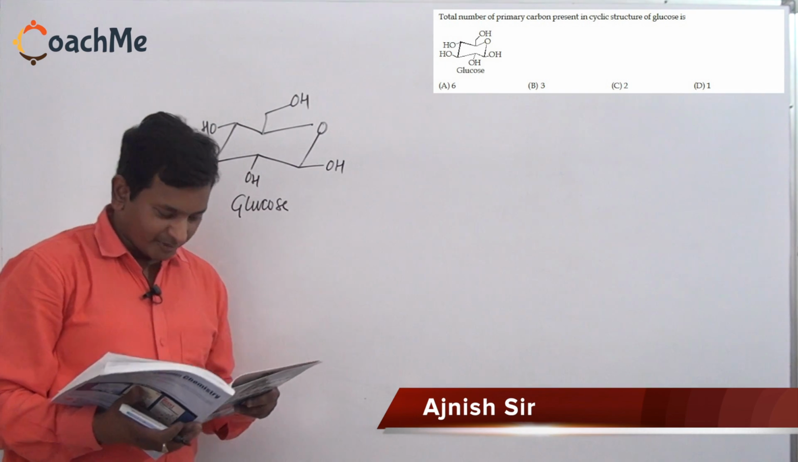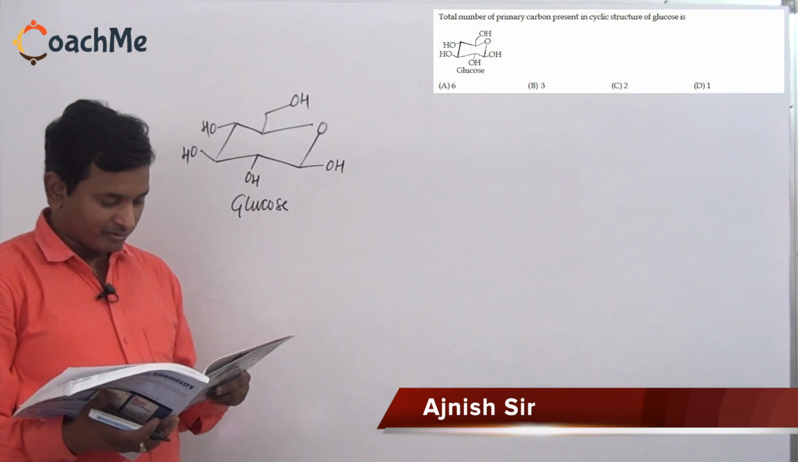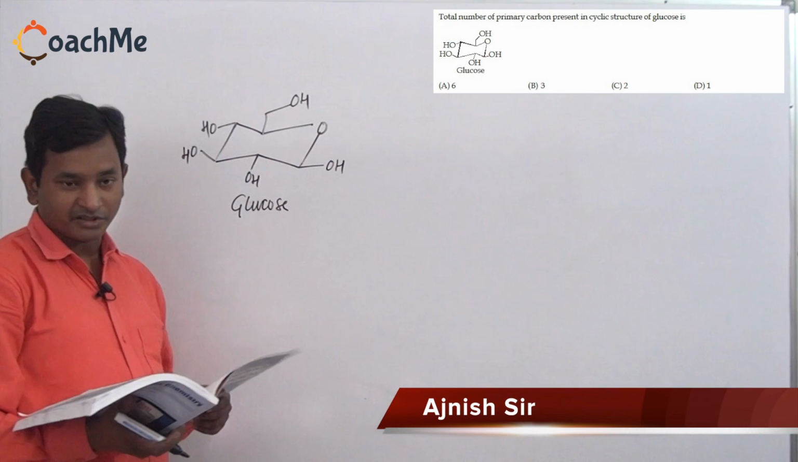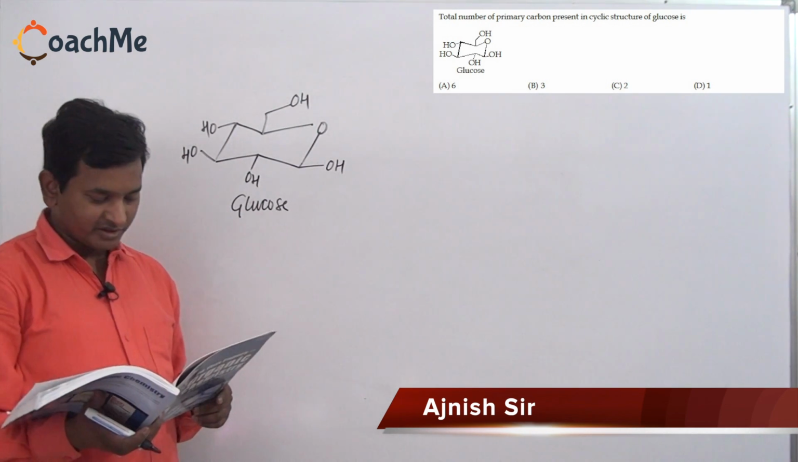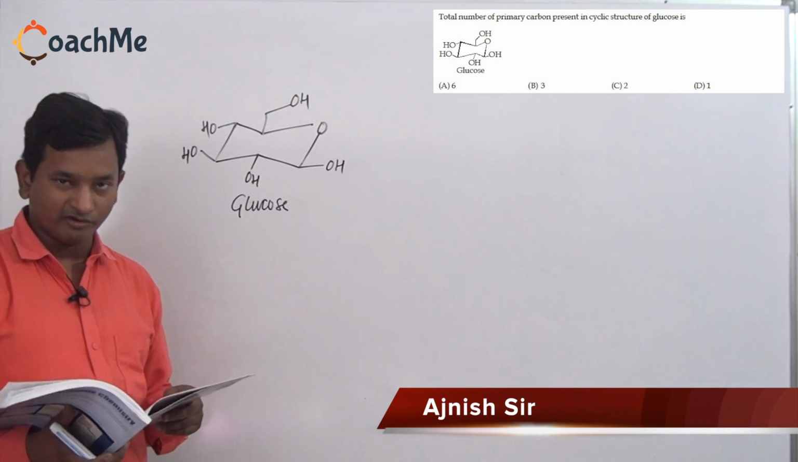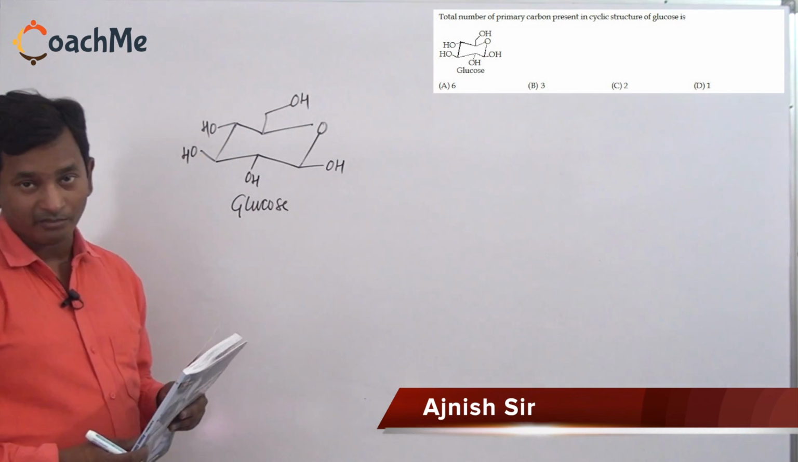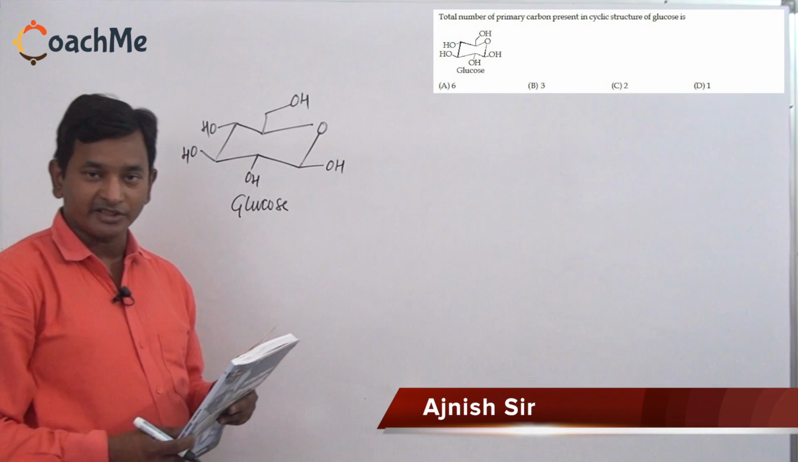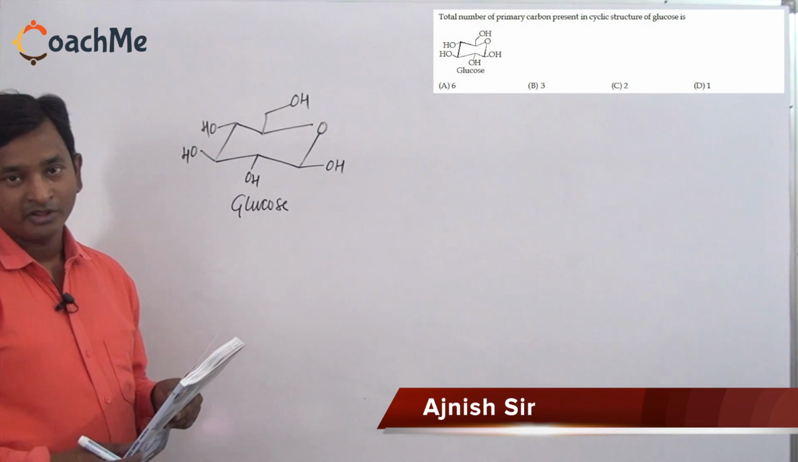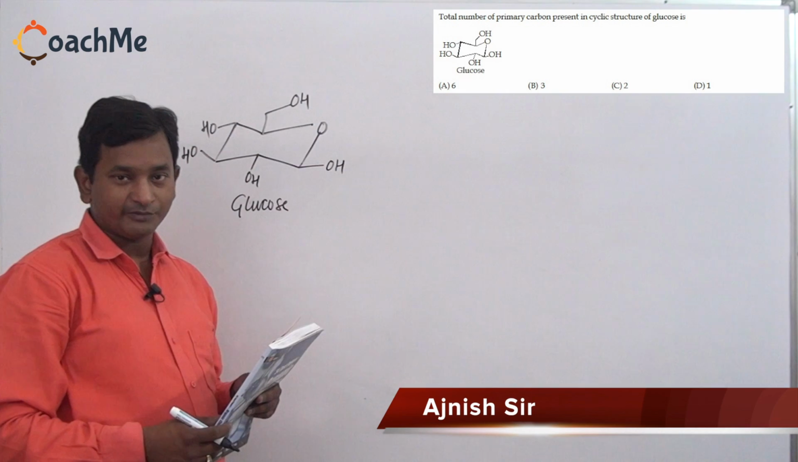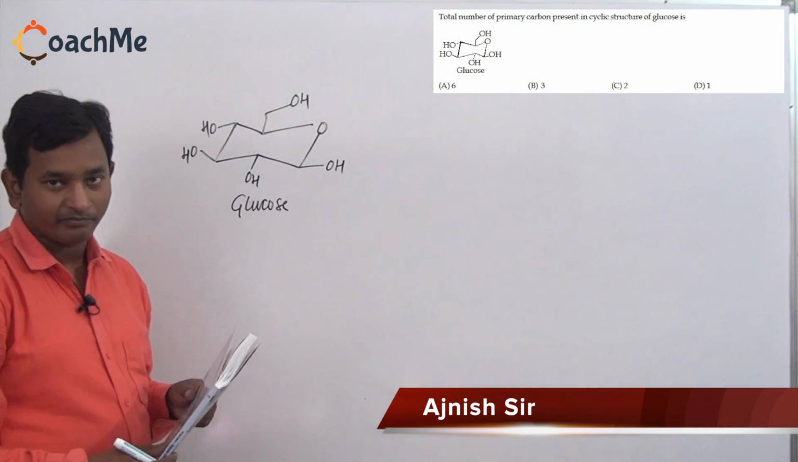The question is: the total number of primary carbon present in the cyclic structure of glucose is, and here is the structure of glucose. Options are 6, 3, 2 and 1. When you have to solve the nature of carbon, that is whether it is primary, secondary, tertiary or quaternary, you must know about the attachment with other carbon atoms.